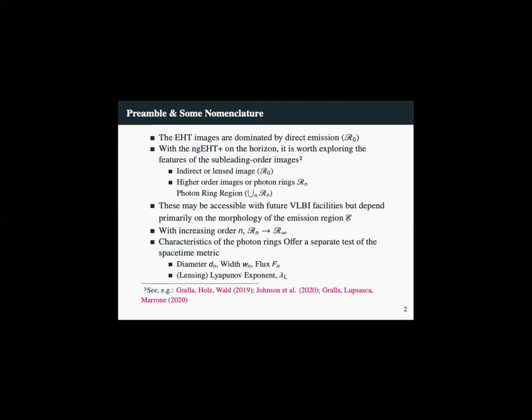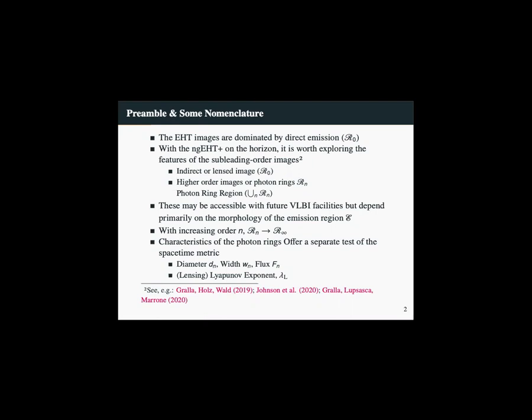they define the photon ring region as a region where the lensing angle curve that we saw in the previous two talks can be analytically described by a logarithmically diverging curve. These may be accessible, as we've seen in this conference, with future VLBI facilities. But these photon rings are lensed images of the emission zone, and therefore they depend also on the morphology of the emission region, in addition to the space-time geometry itself.